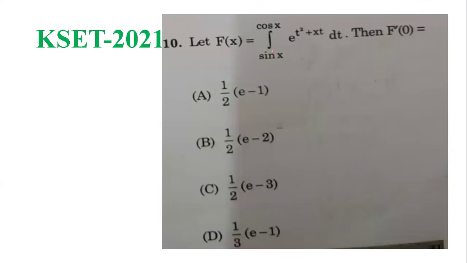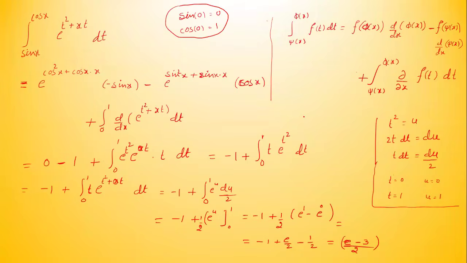Let f of x be equal to the integral from sin x to cos x of e raised to t square plus xt dt. Then f dash of 0 is equal to? This question is based on derivative on integral sign. See, this is the Leibniz rule.